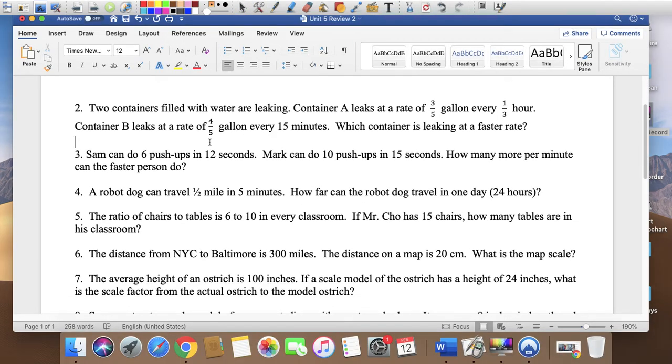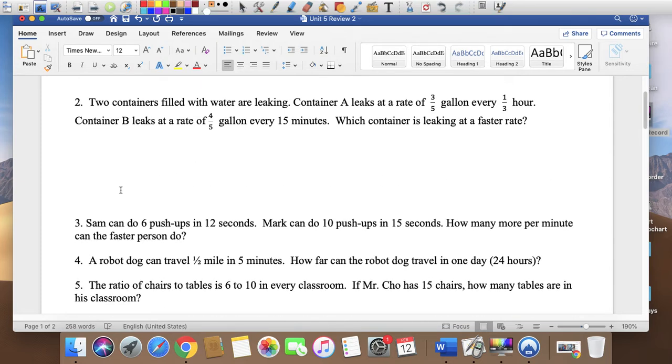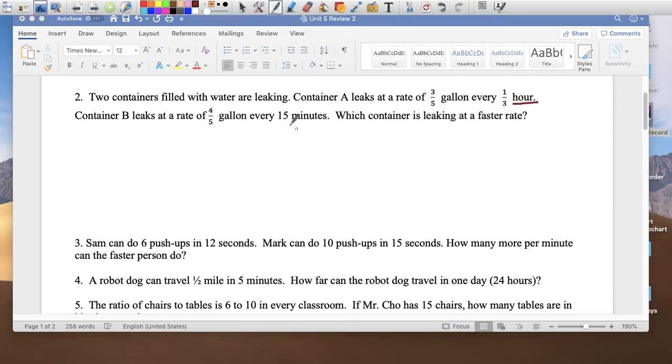Number 2. So 2 containers, they're leaking. So we want to see which one is leaking at a faster rate. So we got to compare. And anytime you want to compare something, it's easier if you compare them as a unit rate. So one is leaking, and the other one's leaking. So let's make them both in terms of hours. Okay. So first one, 3/5 of a gallon in 1/3 of an hour.